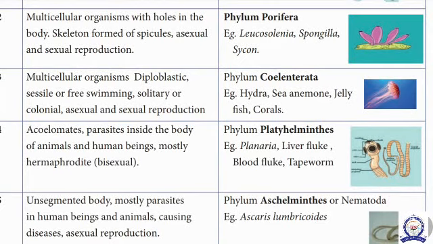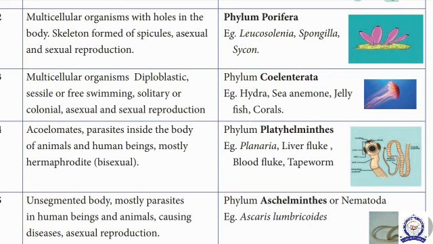Next phylum is phylum Coelenterata. Coelenterata means the coelomic cavity originated in this phylum. What is the coelomic cavity? The digestive body wall, the inner side of the digestive tract. The digestive tract originated in this group of organisms. Examples: hydra, sea anemone, jellyfish, corals.